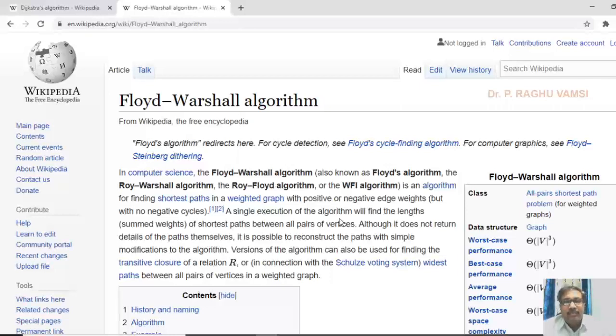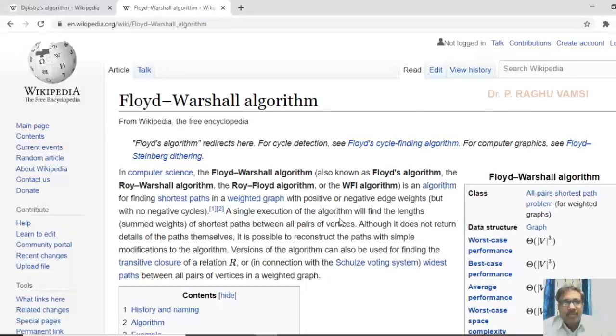At the same time, the Floyd-Warshall algorithm has a little bit higher time complexity than the Dijkstra algorithm. Anyhow, somewhere we have to compromise. Even though it has the advantage of working with negative edges, it has the disadvantage of higher time complexity compared to the Dijkstra algorithm.